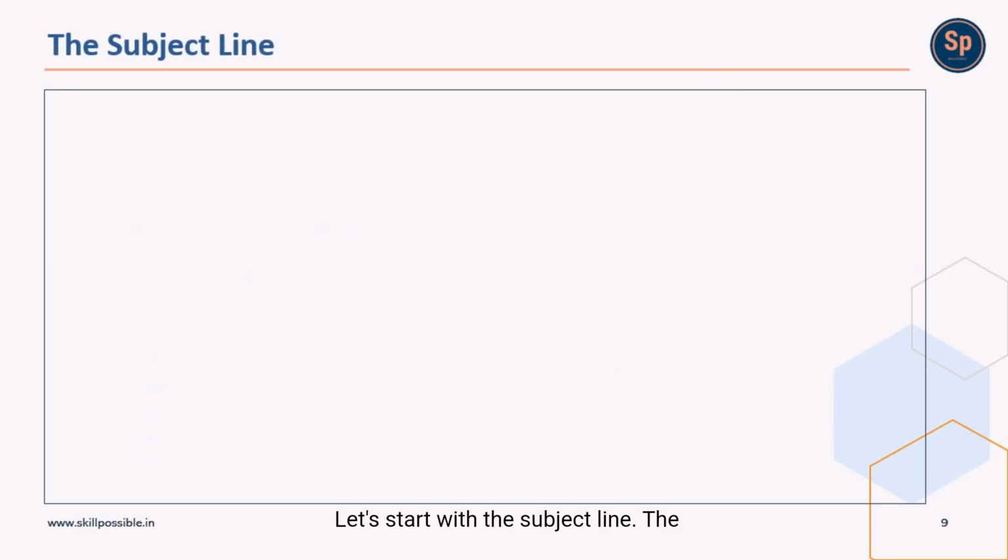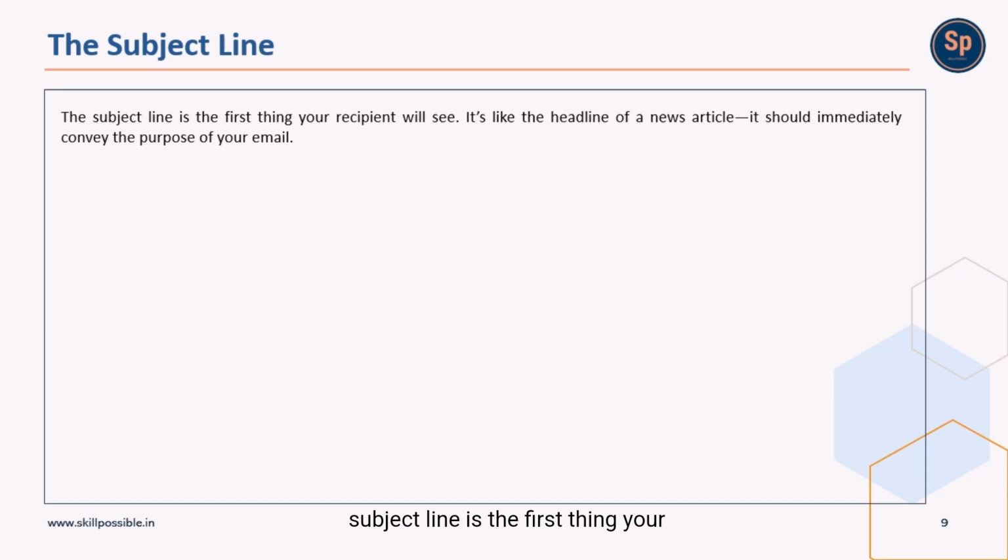Let's start with the subject line. The subject line is the first thing your recipient will see. It's like the headline of a news article. It should immediately convey the purpose of your email. Let's look at a quick example.